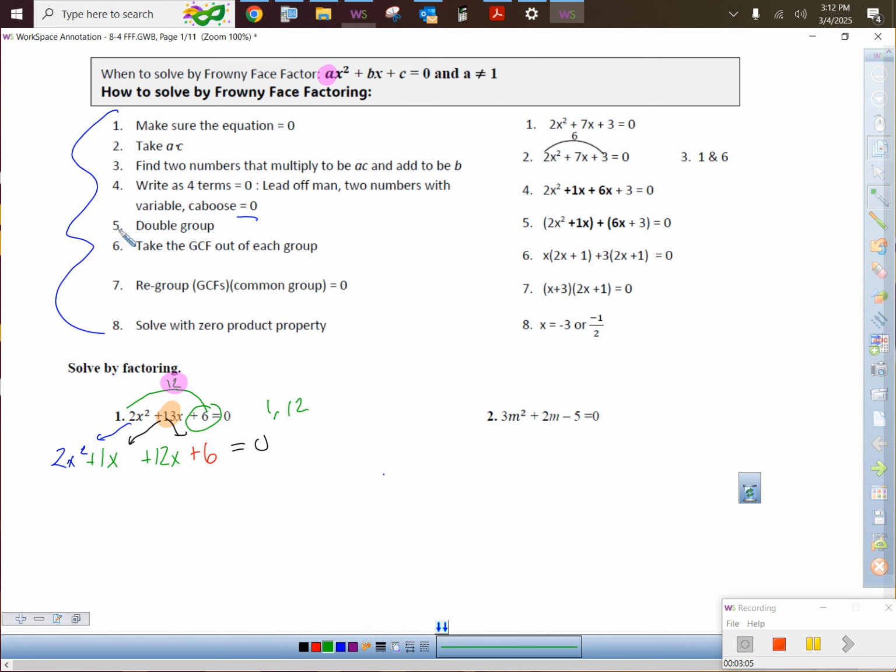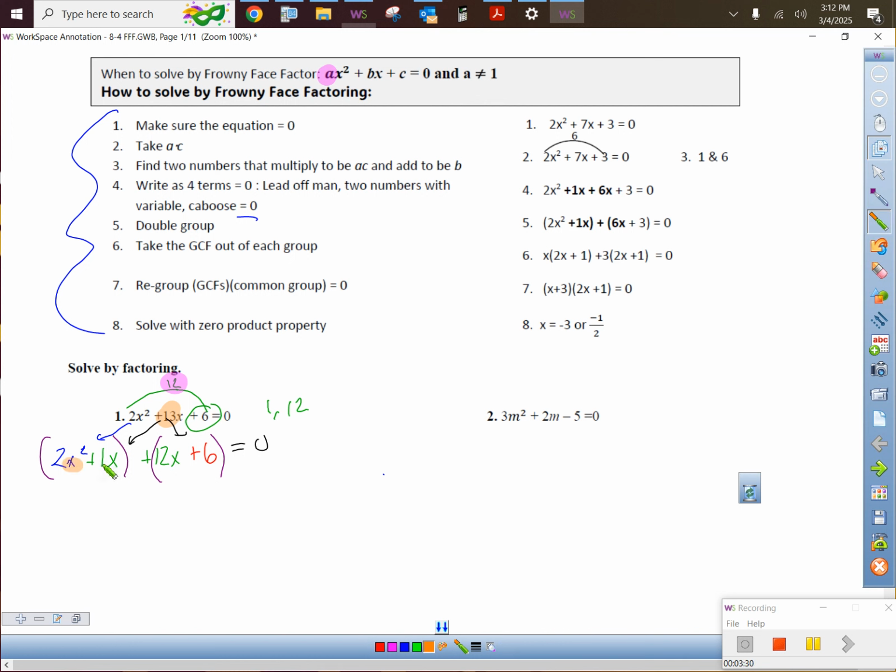We are going to double group. And what I mean by that is we're going to make the first 2 terms, put them into a parenthesis, and then the next 2 terms, we're going to put those in parentheses. You see there's a plus in the middle, though, so it's not like we're multiplying them together. We just double group those guys. So that's step 5. Step 6 is take the GCF out of each group.